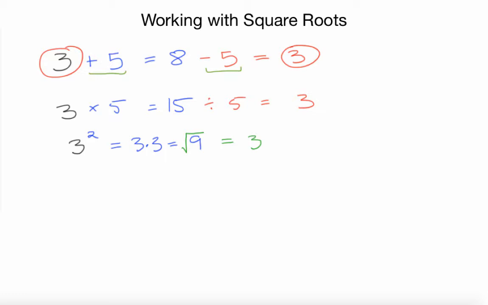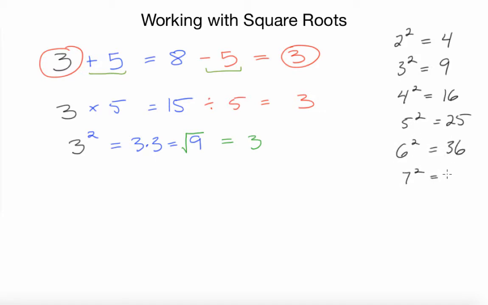For dealing with squares and square roots, we want to be really familiar with these numbers here. So 2 squared is 4, so the square root of 4 gives me back 2. 3 squared is 9. 4 squared is 16. 5 squared is 25. 6 squared is 36. 7 squared is 49. 8 squared is 64, 9 squared is 81, and 10 squared, 10 times 10, is 100.